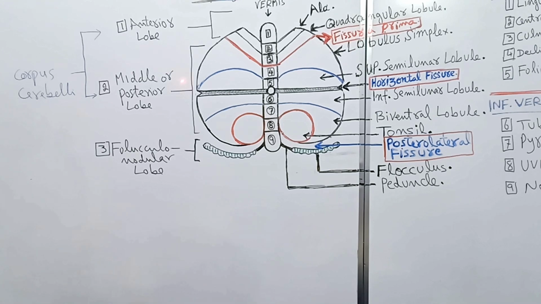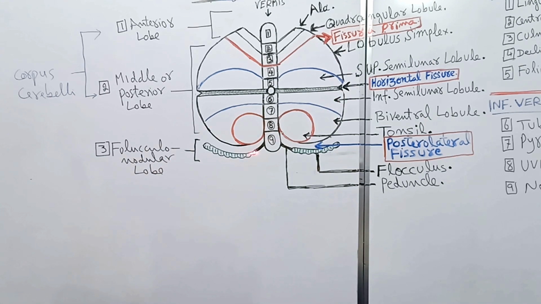What are the different parts of the middle or posterior lobe? Tracing from fissura prima up to the posterolateral fissure, it comprises the declive, folium, tuber, pyramid, uvula of the vermis, and parallel to it the lobulus simplex or simple lobule, superior semilunar lobule, inferior semilunar lobule, biventral lobule, and tonsils. These are parts of the middle lobe of the cerebellum.